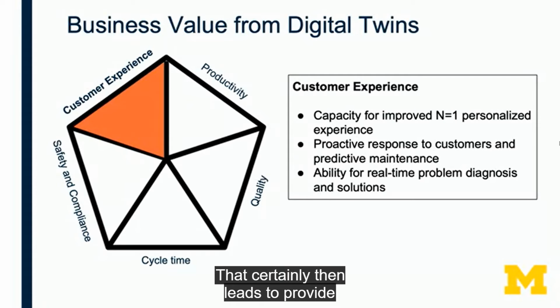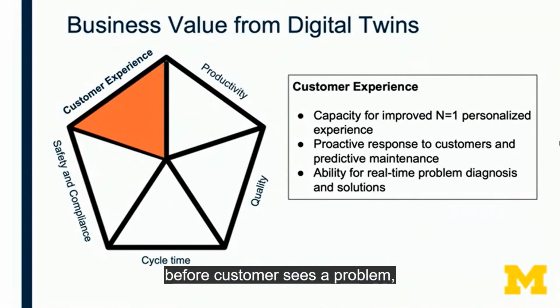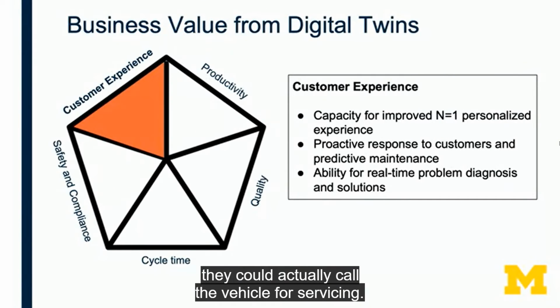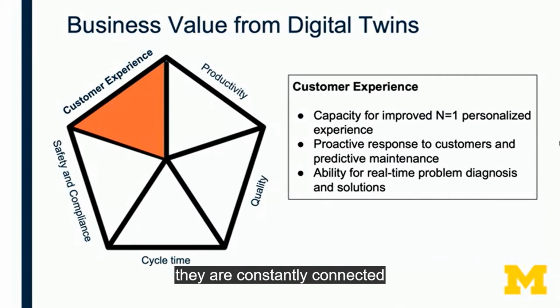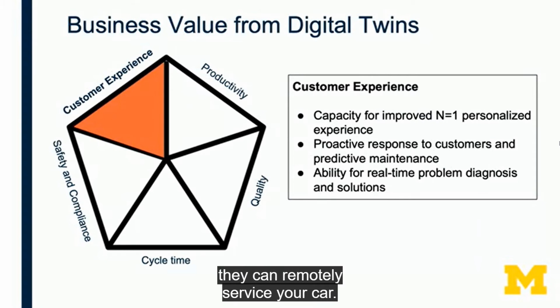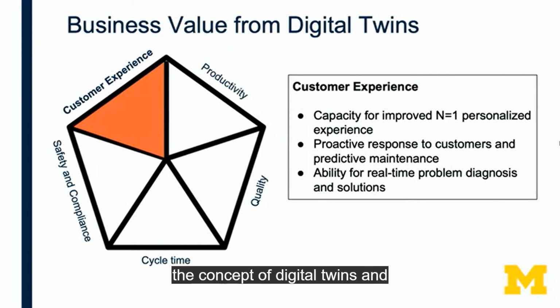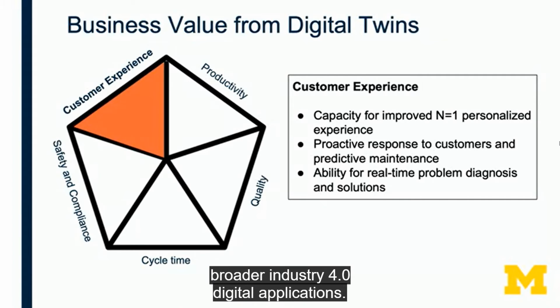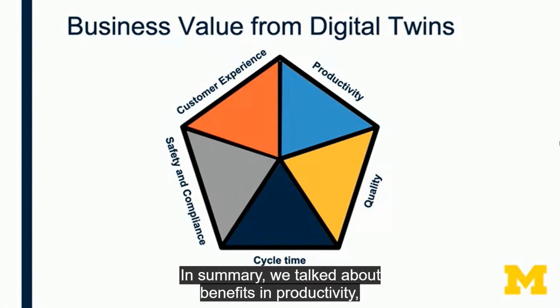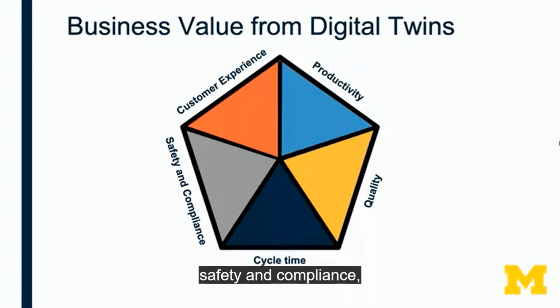Even before the customer sees a problem, they can actually call the vehicle in for servicing, and also there is the ability for real-time problem diagnosis, right? Sometimes the cars, what we call connected cars nowadays, are constantly connected to the manufacturer system. They can actually monitor, they can remotely service your car. All these possibilities are now becoming a reality with the concept of digital twins and the broader Industry 4.0 digital applications. So in summary, we talked about benefits in productivity, quality, cycle time, safety and compliance, and of course, finally, the customer experience. But these are just some of the dimensions.